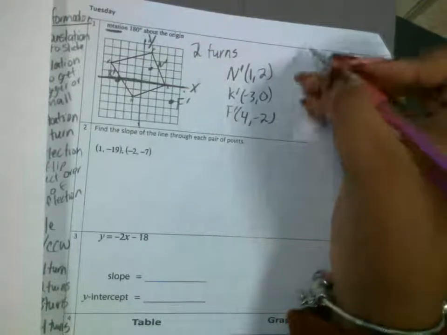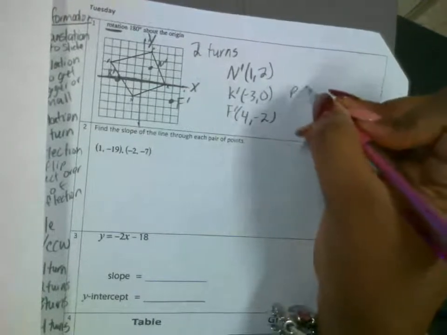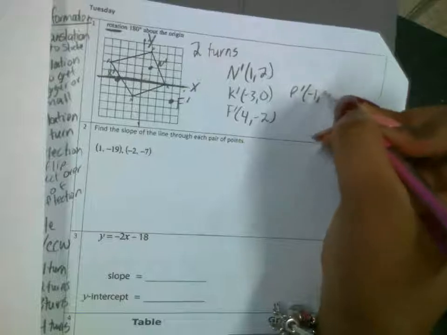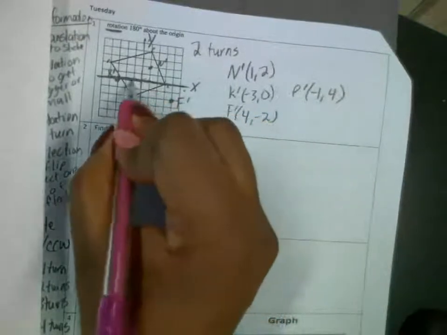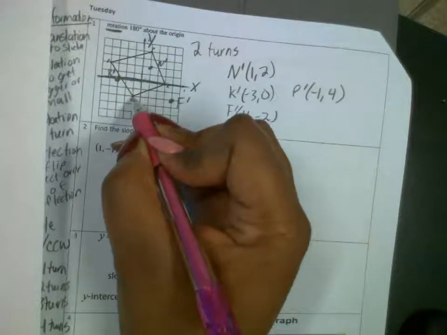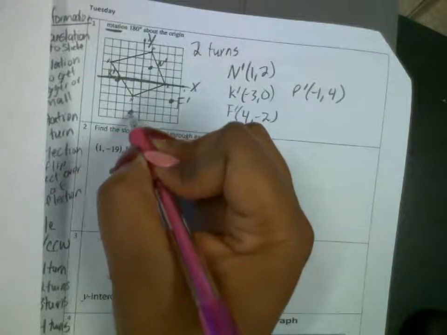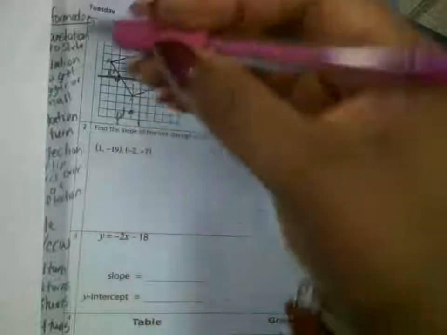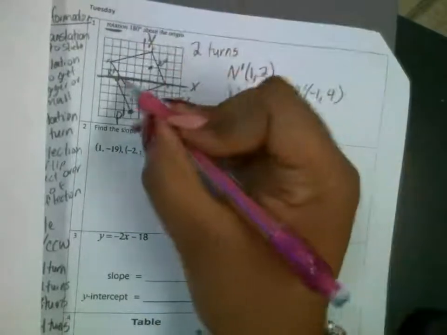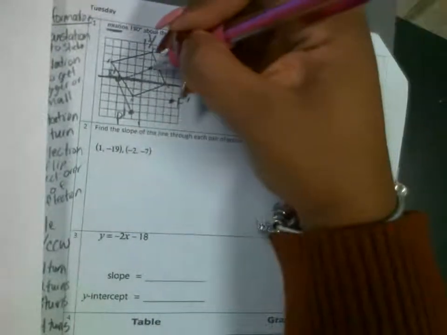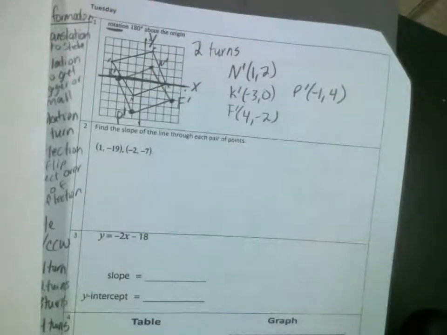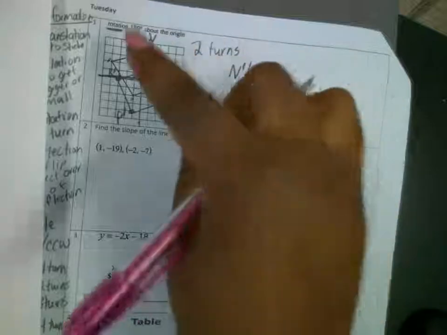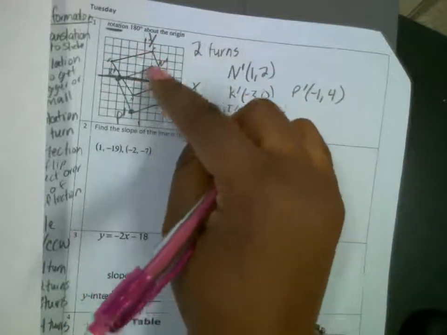And then my new location for P prime is negative 1 and negative 4. So that's over negative 1 and down 1, 2, 3, 4. And this is P prime. So connect my points for the new location of that quadrilateral, that four-sided figure. Okay, so the before, this was the pre-image.